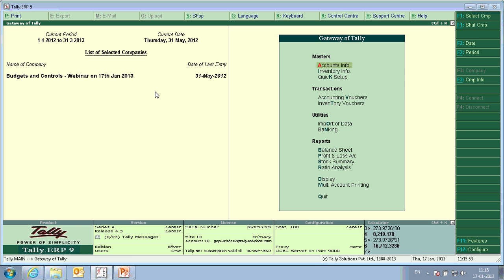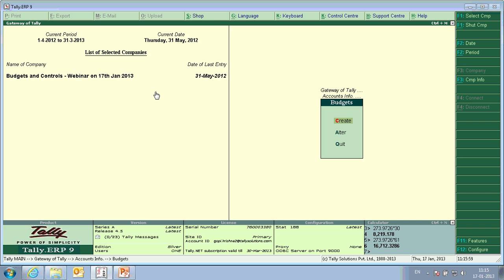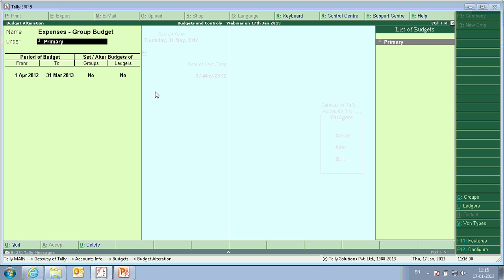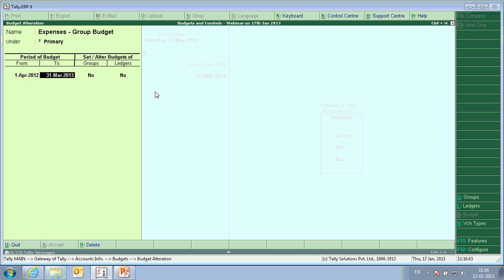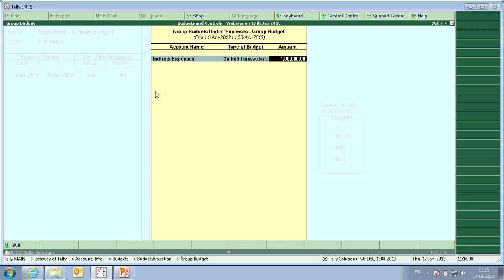Anaga asks, can we change it to monthly? Yes, you can do that. Monthly also you can change it. You go to the budget, alter, and here, if you want to change it to month, you can do it. You can say April only. For April, what is the amount you are going to fix? You can do it month-wise or yearly budget also. Anyone you can do. It depends on how you want to see the budget report.